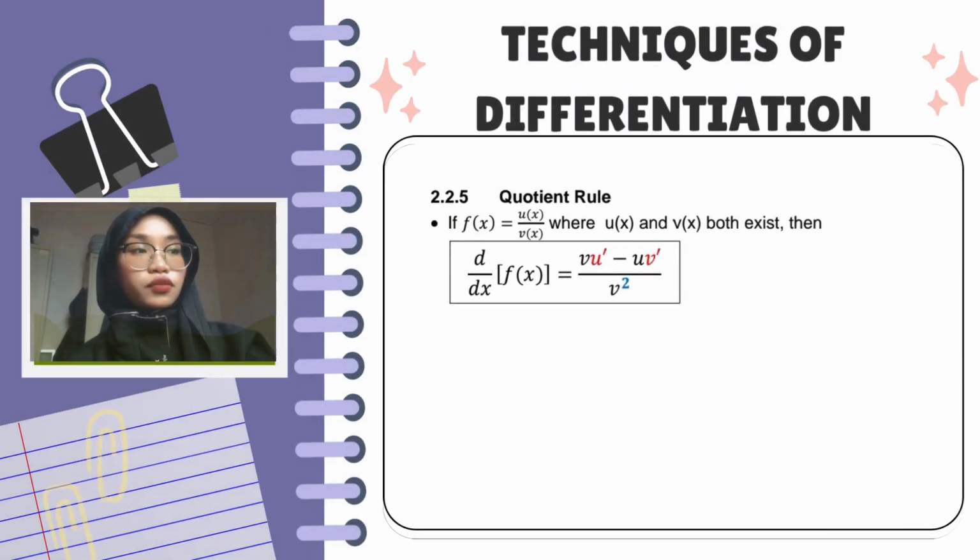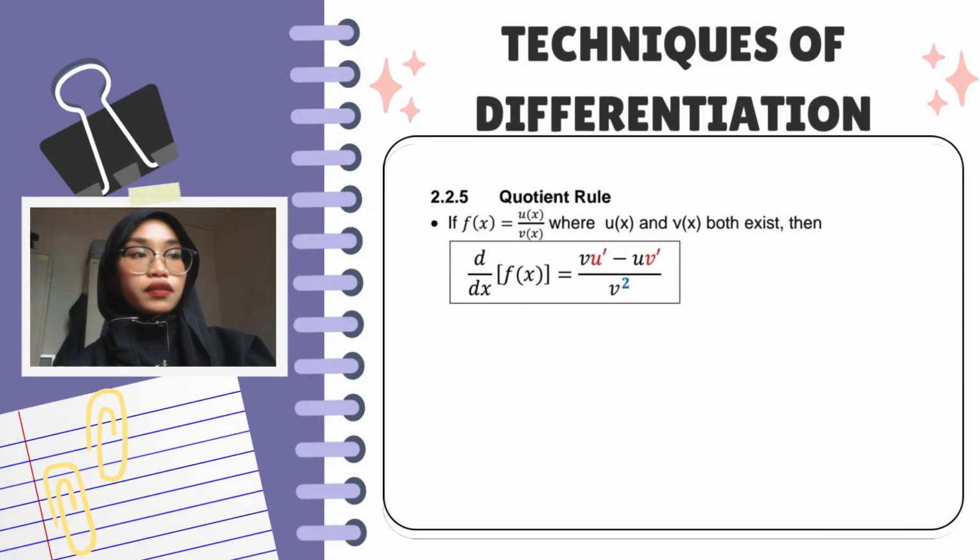The fifth rule is the quotient rule. If f(x) equals u(x) over v(x), where u(x) and v(x) exist, then d/dx of f(x) equals (v u' minus u v') over v squared.